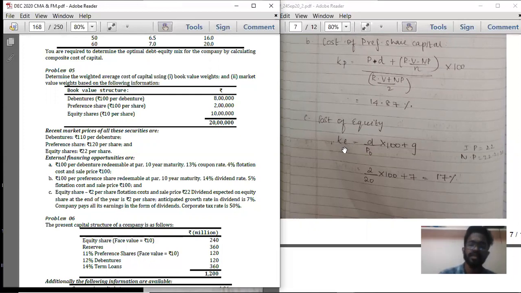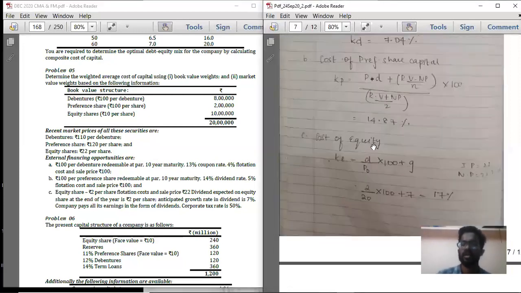Now take down what is the dividend. Dividend is 2 per share at the end of the year. And what is the P0? P0 means the net proceeds at the beginning. So 22 minus 2, that is 20. So below that record 2 divided by 20 into 100, close the bracket, plus what is the growth of dividend? 7%. So what is calculated? 2 divided by 20 into 100, that is 10%. So 10 plus 7. 10% plus 7% is equal to 17%.